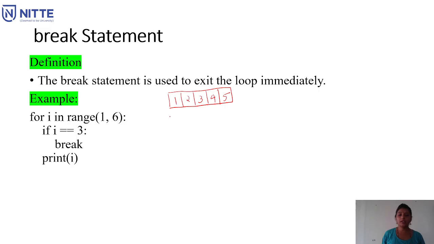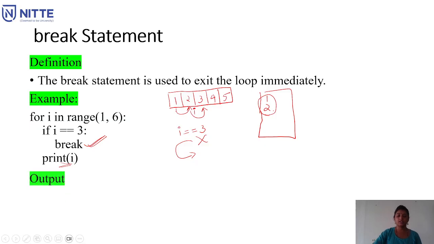Now, when the condition is given, 1 gets printed on the output screen. We saw in the for loop that 1 will be printed, and then the cursor moves here, i comes to 2, and 2 will get printed. Now the cursor moves here. Now your i is equal to 3. When it is equal to 3, what is the statement given? Break. So you have to come out of this particular statement and print i. So on the output screen, what is the output? 1 and 2. As you can see, the output will be 1 and 2.